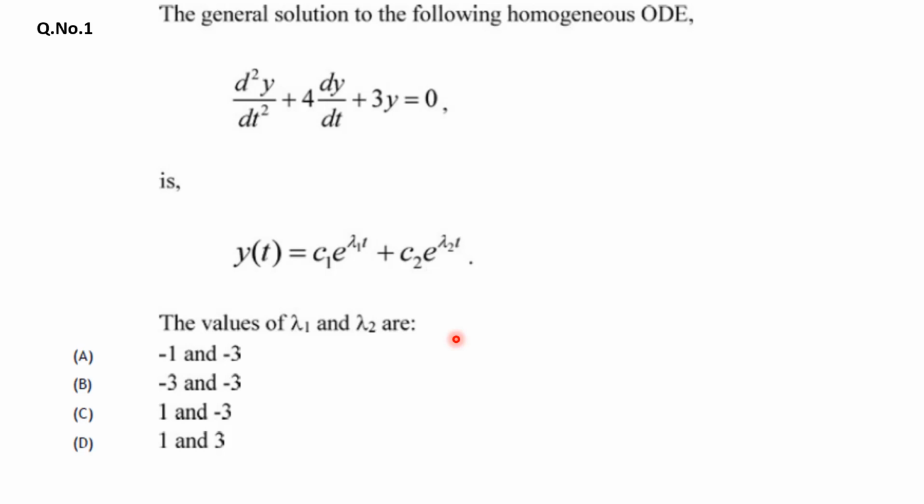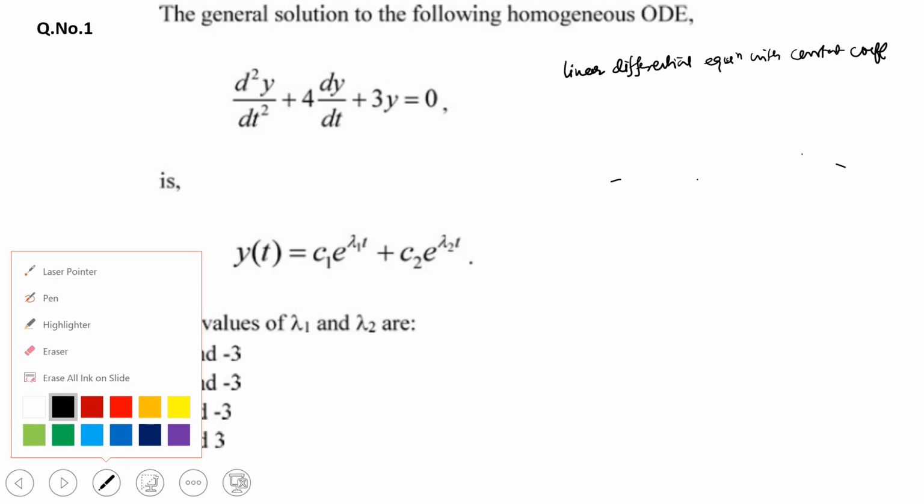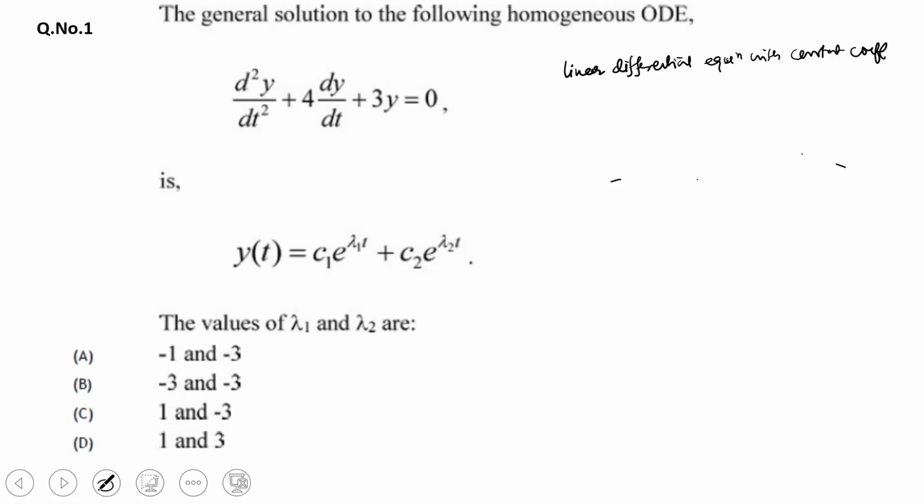Okay, so this is a question of ordinary differential equation, right? So for this we know this is a linear differential equation with constant coefficients. How constant coefficients? Here it is 1, here it is 4 and 3, right?